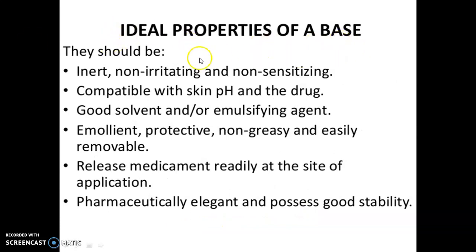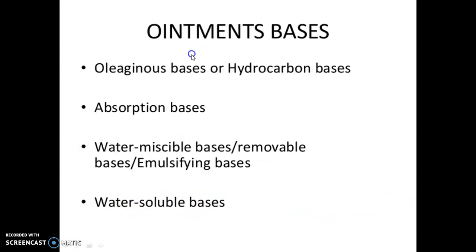Ideal properties of a base. They should be inert, non-irritating and non-sensitizing. They are compatible with the skin pH and the drug. They are a good solvent and or emulsifying agent. They are emollient, protective, non-greasy and easily removable. They release medicament readily at the site of application. They are pharmaceutically elegant and possess good stability.